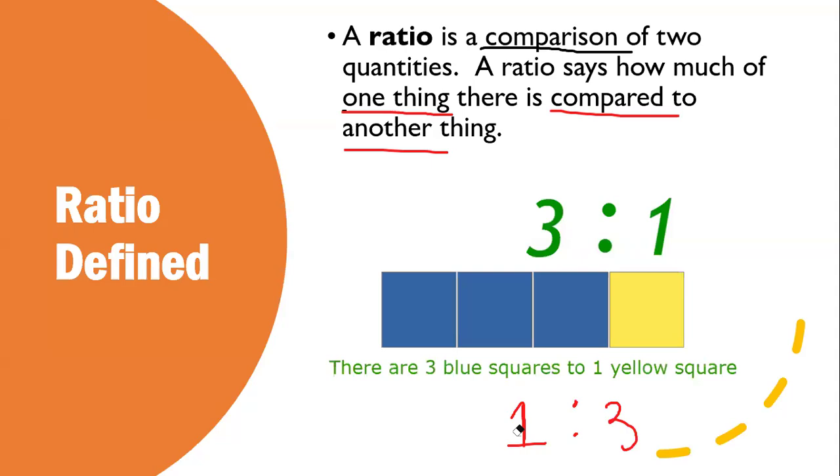Very good. So we switch the order. If you're saying 3 to 1, 3 means that there are 3 blue squares to 1 yellow square. But if you say 1 to 3, you're telling me that there's 1 yellow square to 3 blue squares. And that's the idea right there.